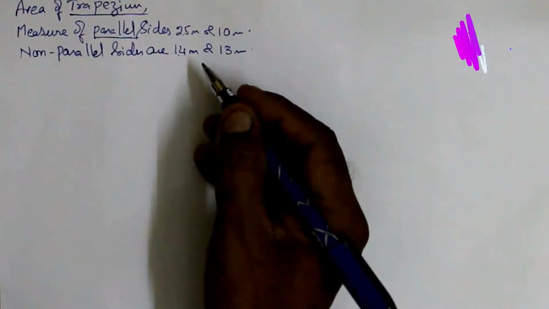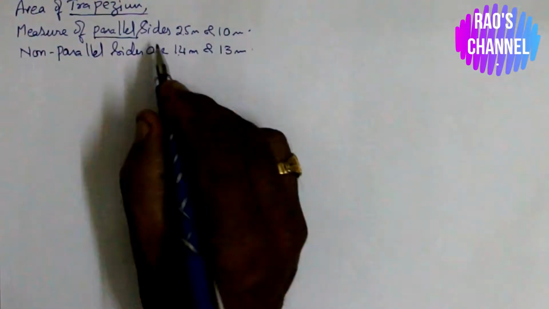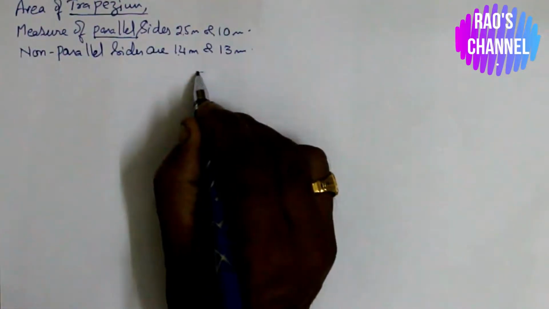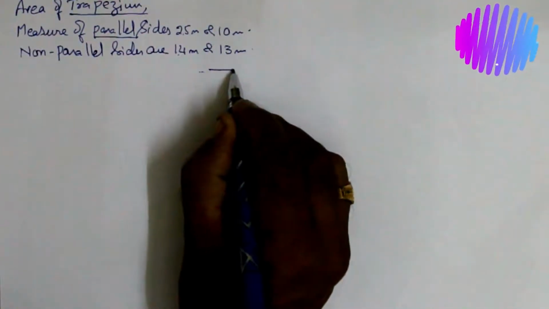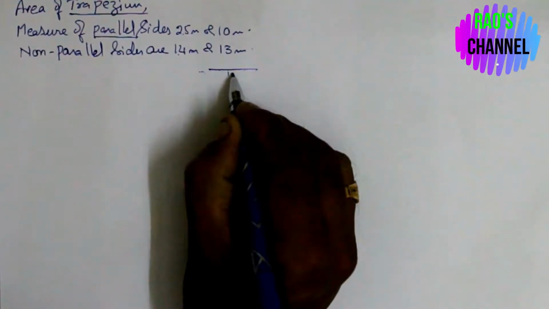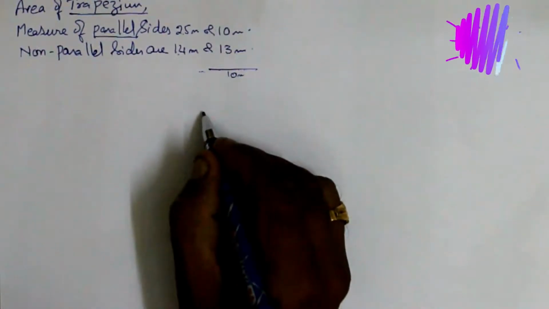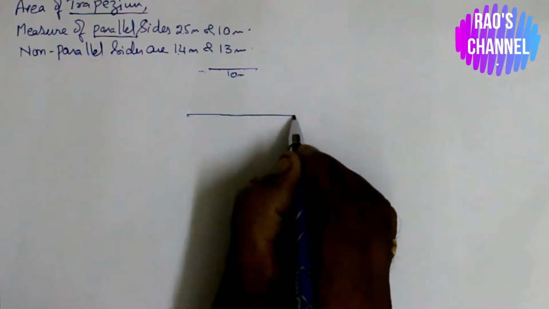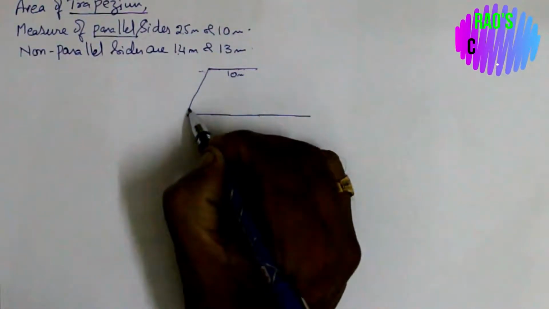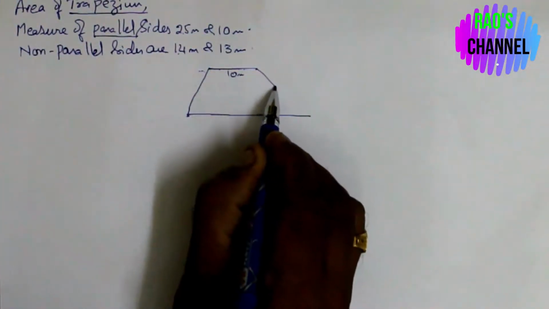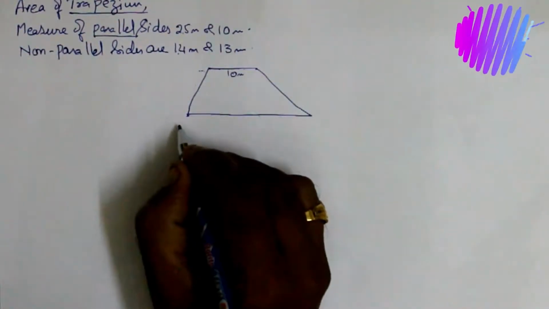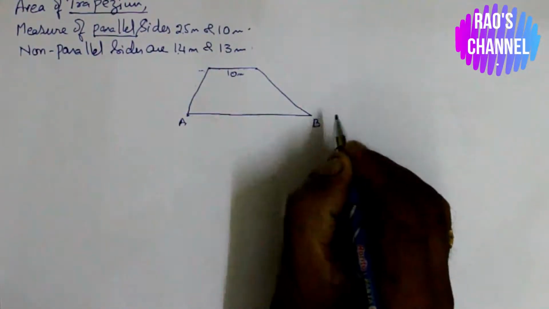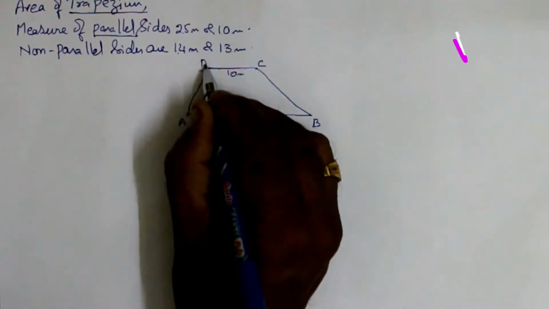Let me draw the diagram with the given measurements. I draw the parallel sides first. 10 meter and the other is 25 meter. Okay, let me complete the figure. Right, let me name it as ABCD. So here ABCD is a trapezium with parallel sides.